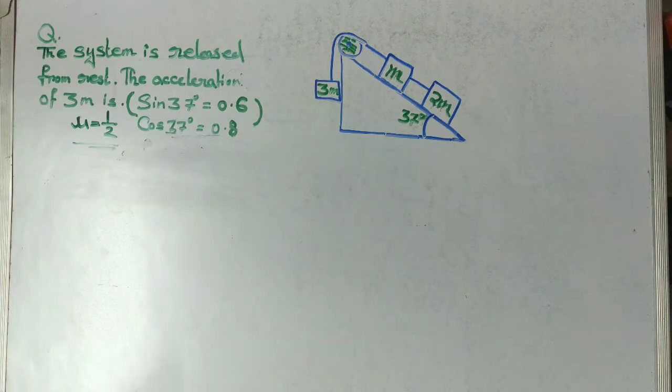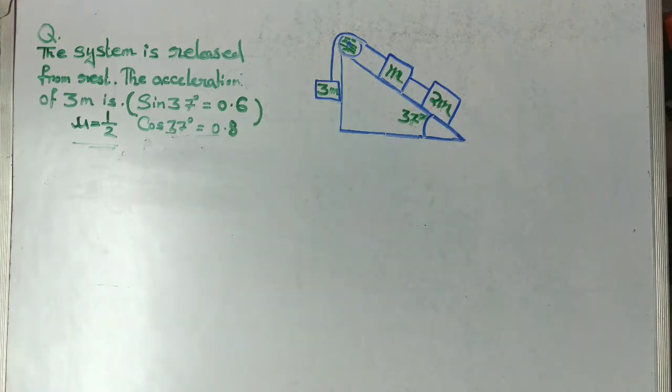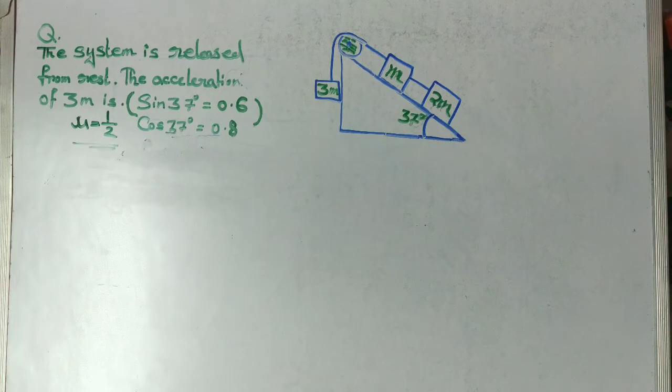The question is, if the system is released from rest, what will be the acceleration of the mass 3m? Sin 37 and cos 37 values are given. That's all.